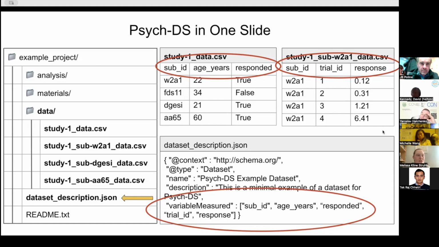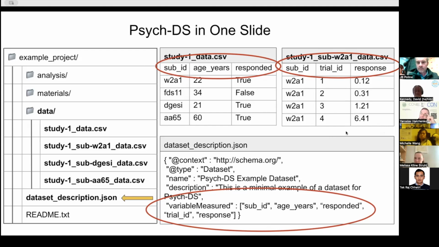Oh, yeah, I see what you're saying. I can imagine wanting to do something like automatically combining multiple Psych-DS datasets into a single one, for instance. Or splitting apart and recombining, right? Something like that. Yeah. We haven't looked into that. That sounds really cool.